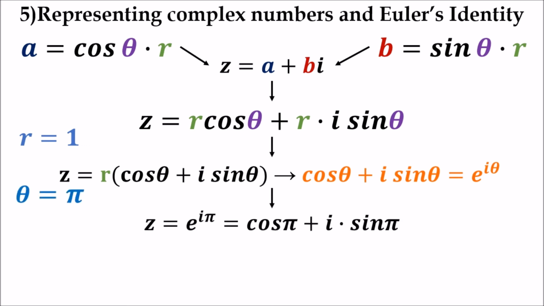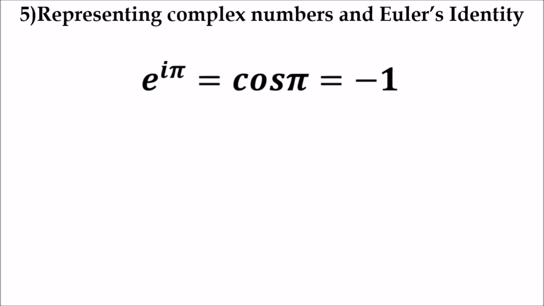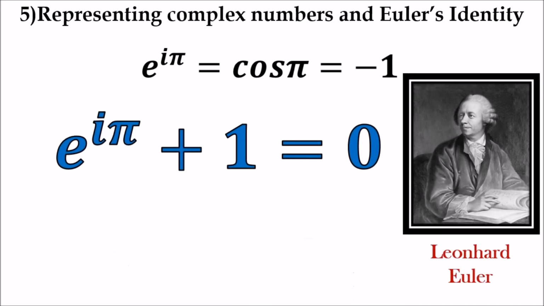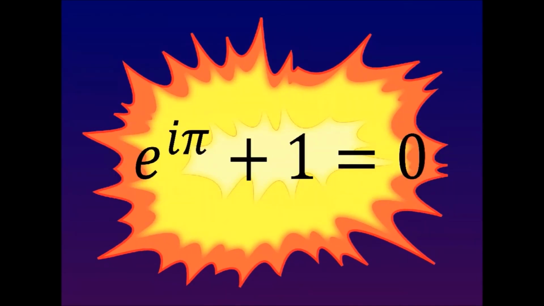Sine pi is equal to 0, so the second portion of the equation cancels out, leaving us with just cosine pi, which is equal to negative 1. And that is Euler's identity, which can be rewritten as e to the power i times pi plus 1 equals 0. It's amazing to see how numbers that might as well be from other worlds combine in this identity along with the most famous operations and the identity elements of multiplication and addition to give the world's most beautiful equation.